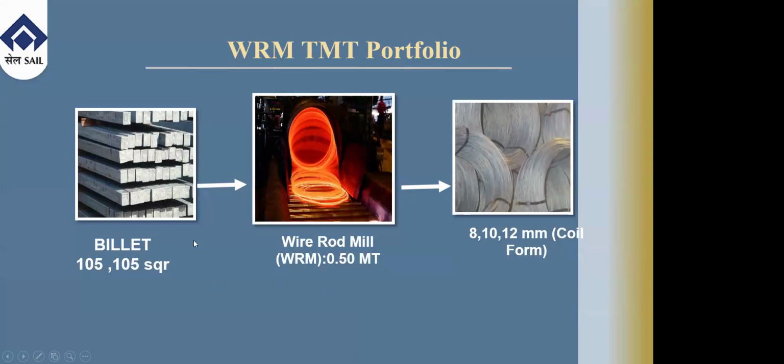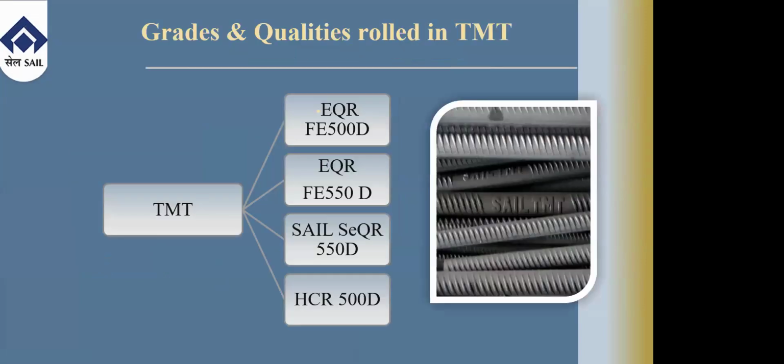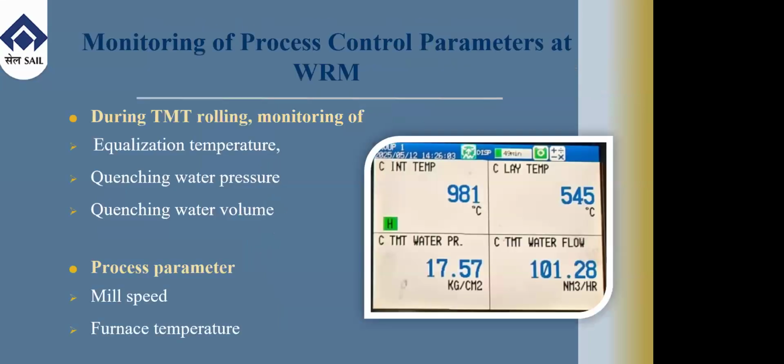In the wire rod mill, we are producing the TMT of different profiles. That is, the sizes which we are producing are 8, 10, and 12 mm. And the grades which we are producing are EQR Fe 500D, EQR 550D, Sail Secure 550D, or HCR 500D. These kinds of grades are produced in the wire rod mill as TMT.